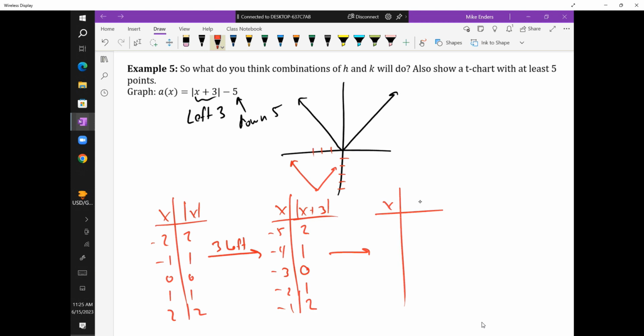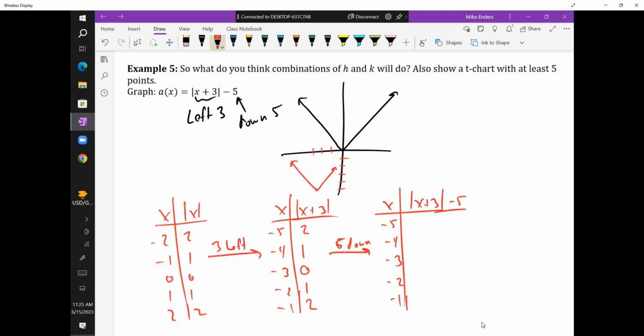Now let's take our x values, and we'll do x plus 3 minus 5. So now we're going to do the 5 down. Okay, so 5 down, that should affect the y values. If that affects the y values, my x's are going to end up remaining the same. So I'm going to leave my x's as -5, -4, -3, -2, -1.